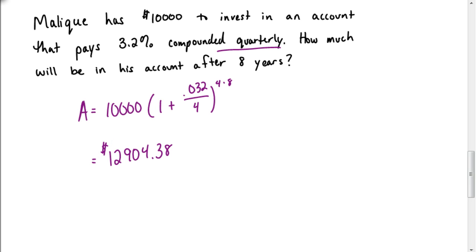Now sometimes they'll ask, how much in interest did they make over the 8 years? You always want to make sure that you read the question carefully. If they ask how much interest they made, you'd want to subtract from our answer the original investment amount. So in this case here, he made basically a little over $2,900 over the course of the 8 years. But if they ask how much total, which is what they're asking for here, how much would be in the account after 8 years, this would be our answer.